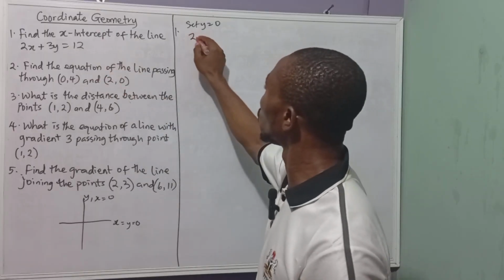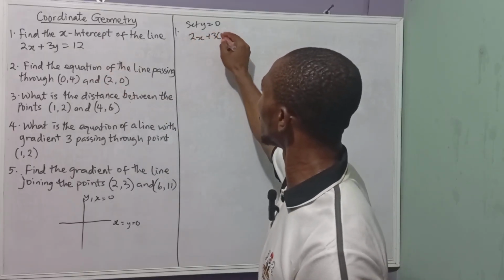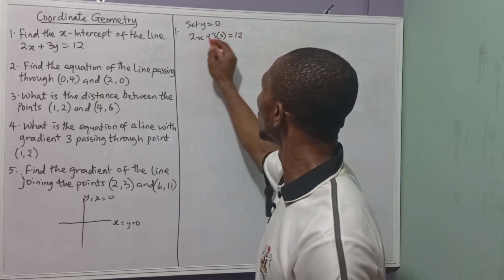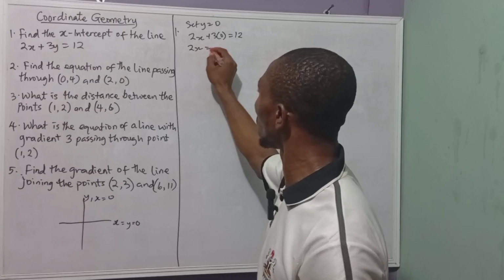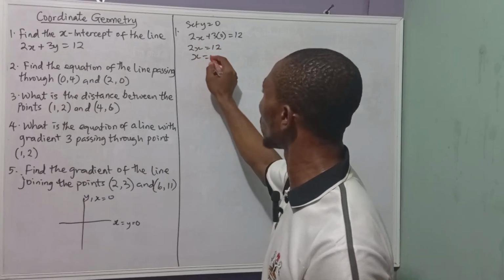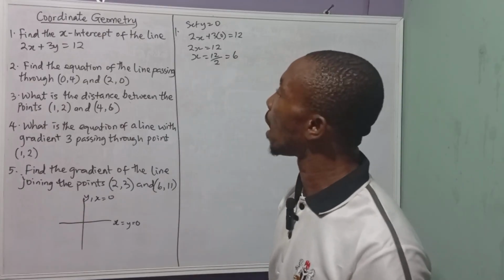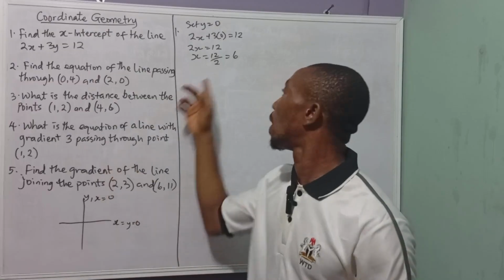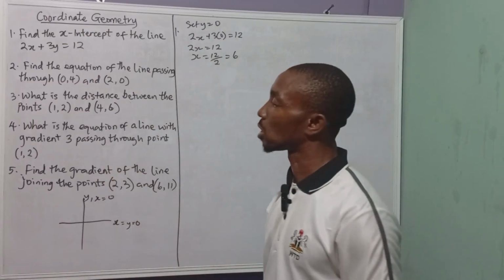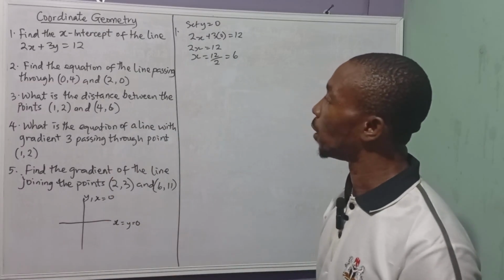That gives us 2x plus 3 bracket 0 equals 12. So this leaves us with 2x equals 12. So x equals 12 over 2, which is 6. So our x-intercept would be at point 6 on our Cartesian plane.